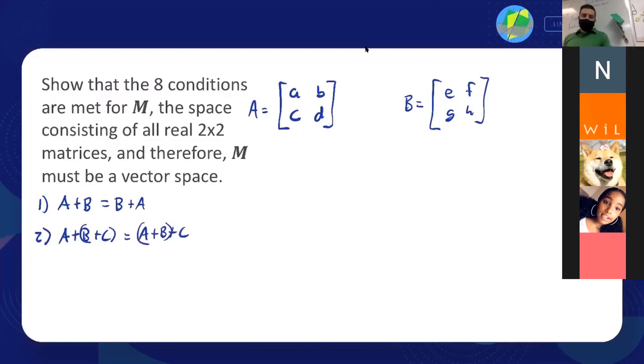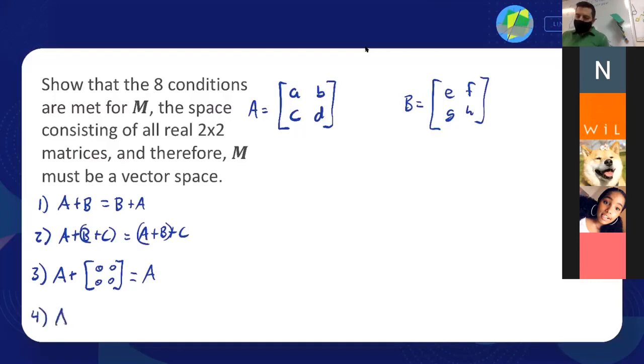And just make sure if I added them in different orders, it wouldn't matter. Okay, for 3, our 0 vector would literally be 0, 0, 0, 0, which is a 2x2 matrix filled with real numbers. This gives us A. Okay, always. There is no A that I could think of where this is not going to be true.